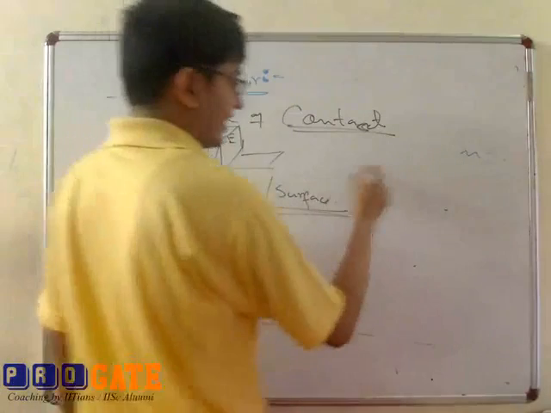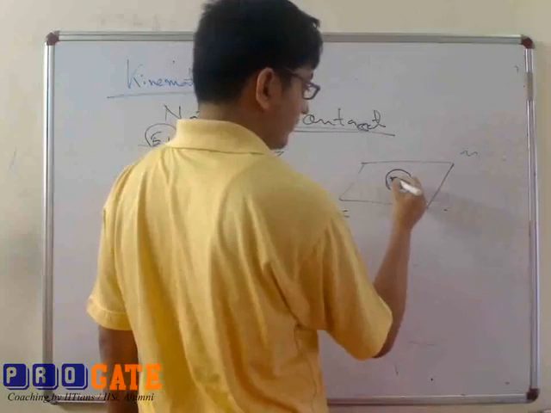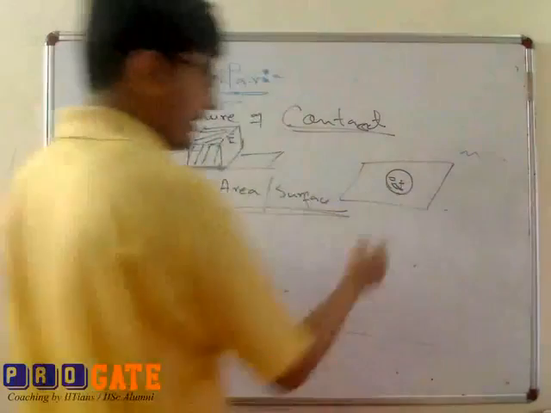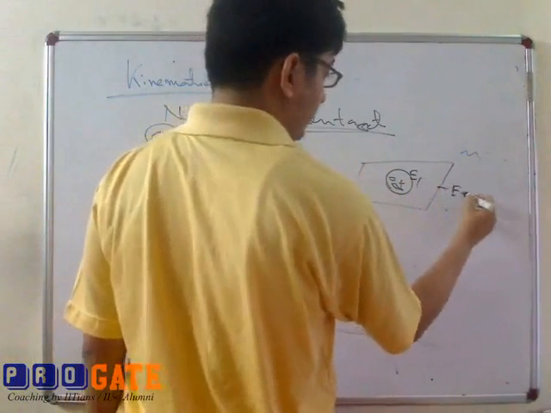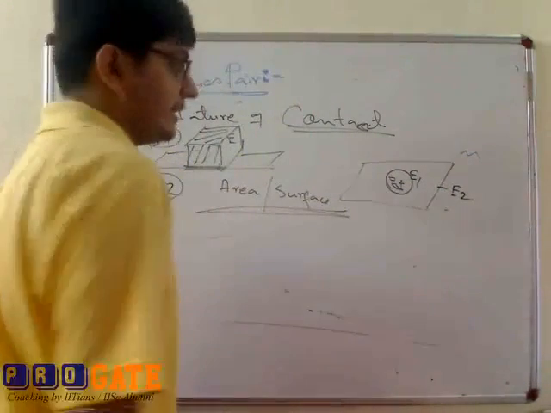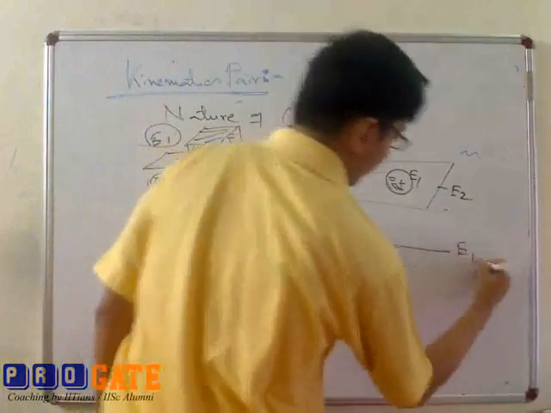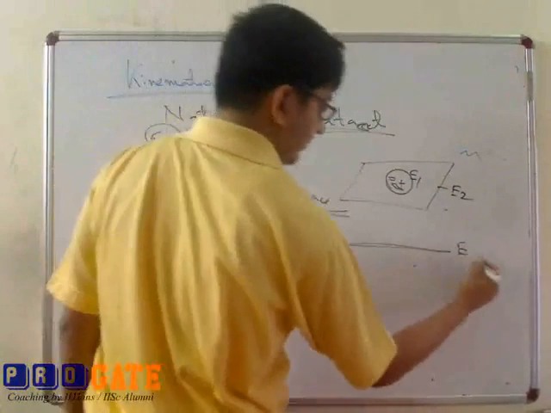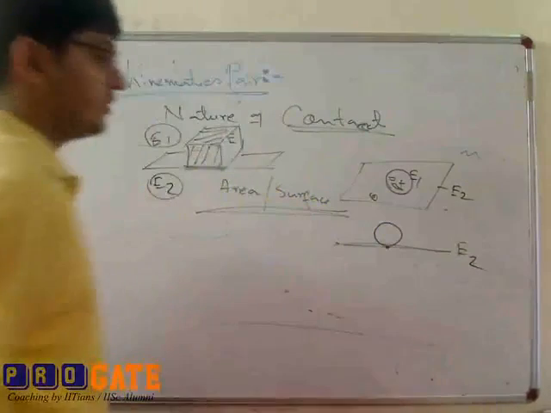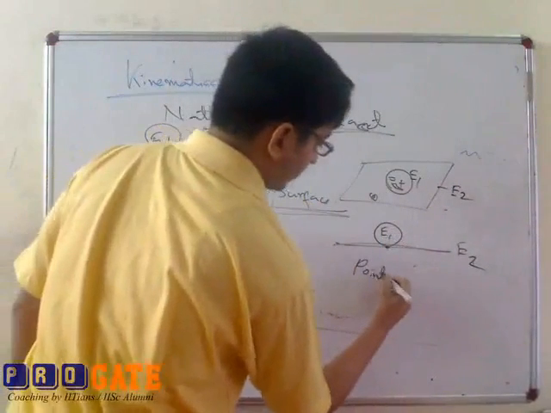Or say in another case, this is one plane and some circular sphere is there. So in between, this is your element 1, this is your element 2. So in between this element 1 and element 2, the nature of contact is the point contact. So if you draw in two dimensions, this is your E2, this surface, and this is your sphere. So this is the point of contact. This is the element 1. So this is the point contact.